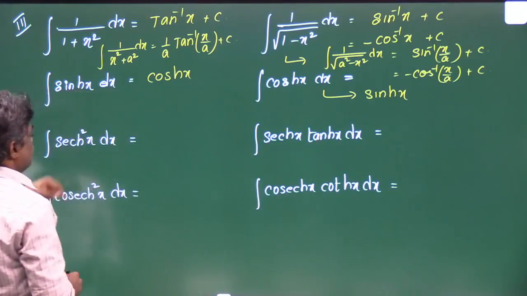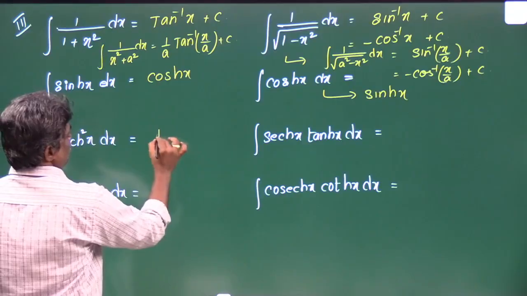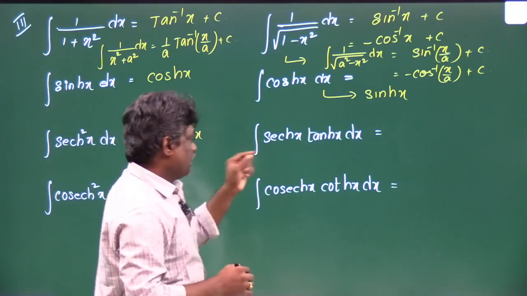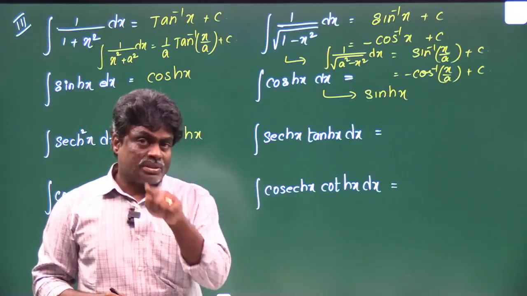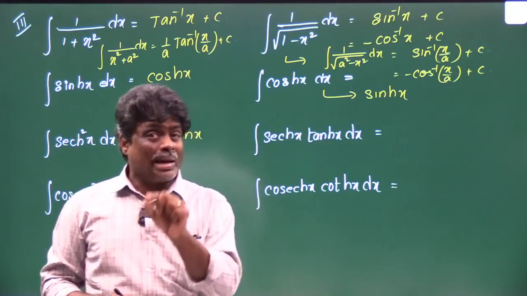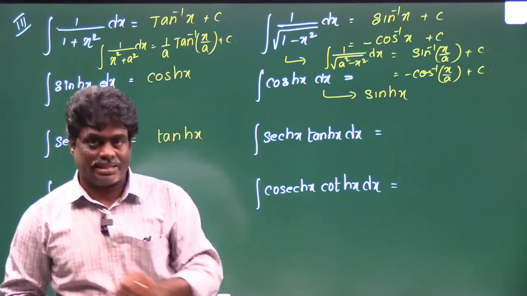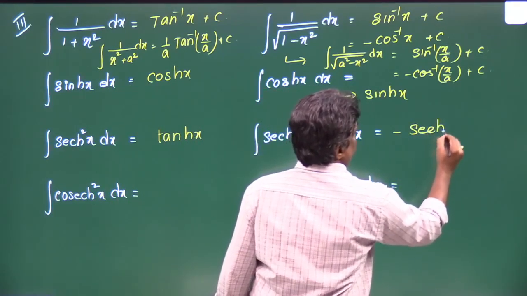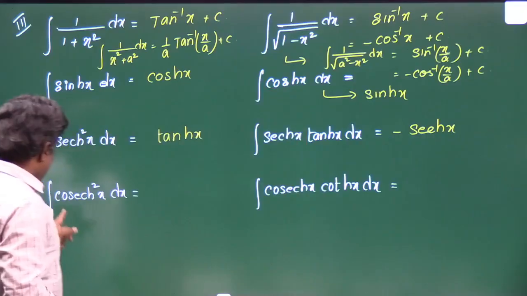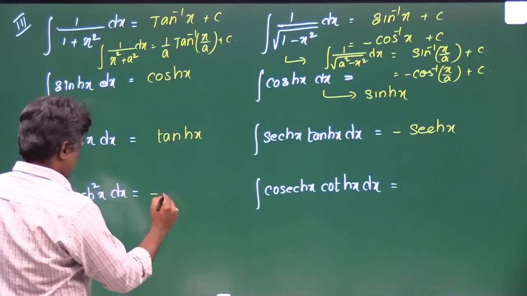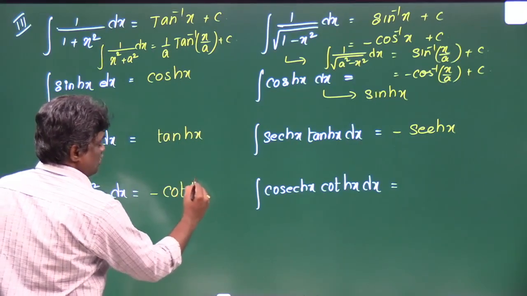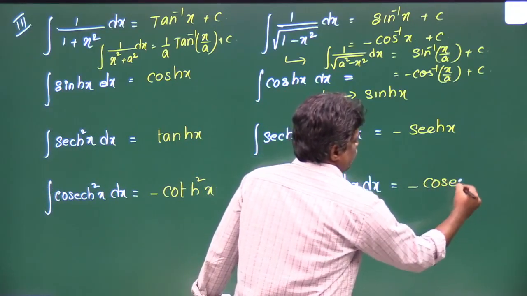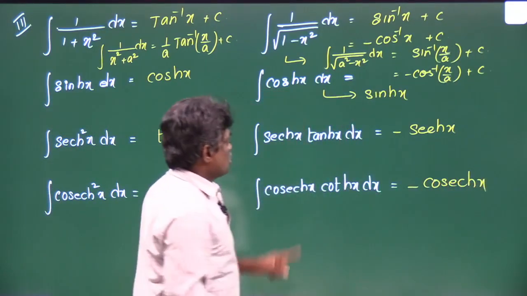And the next, secant h square x, same thing, here we have tanh x, but unfortunately here the differentiation of secant hx gives minus secant hx tanh x. That's why here you will get minus secant hx. And cosecant h square x, as usual, is minus coth x, and this is also minus cosecant hx. This is a small difference.